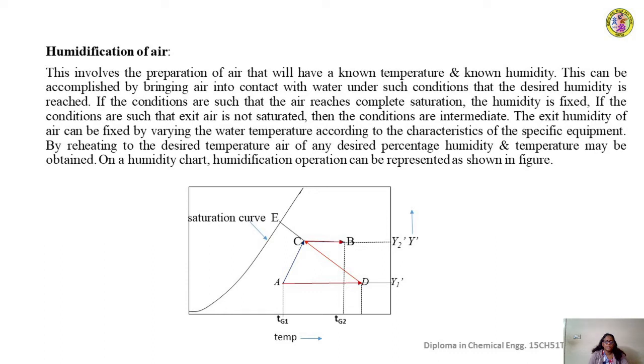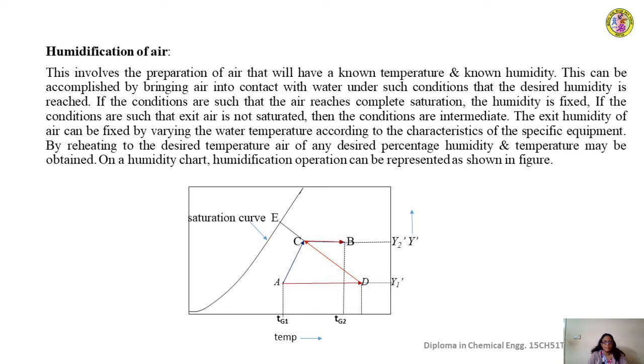So this is one slide where I have explained how a humidity chart can be used in a humidification process. Humidification of air is nothing but preparing air that has a known temperature and known humidity. That means you have to convert a sample of air to a sample of air having a different humidity value and different temperature. That is required for a certain process in an industry.